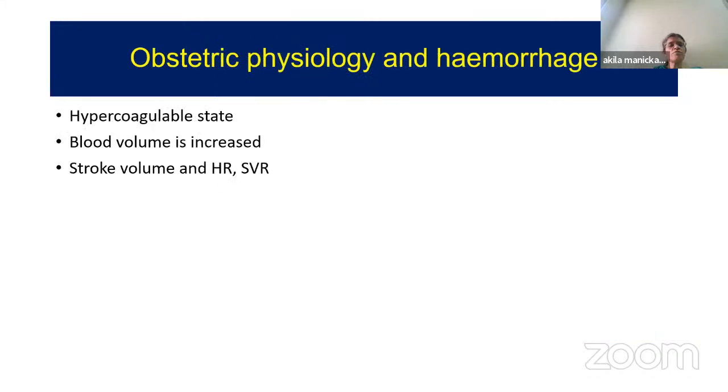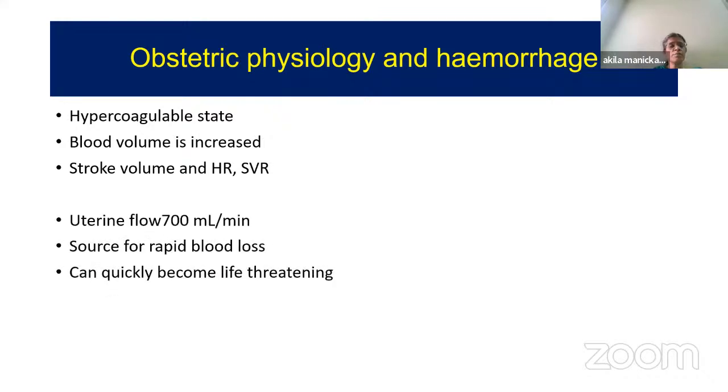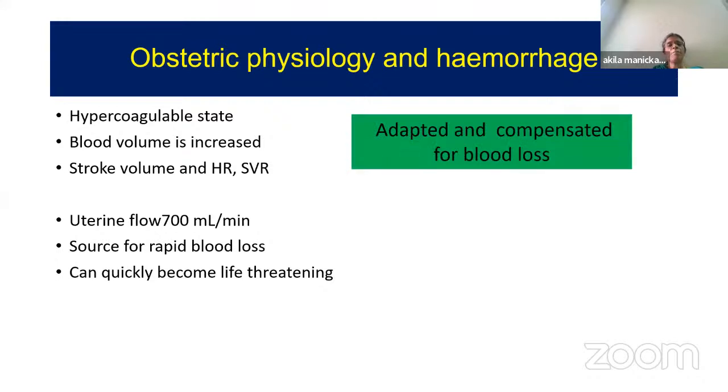When you look at obstetric physiology, as I told you, it's a hypercoagulable state. Blood volume is increased. Stroke volume, heart rate, SVR are all decreased. The uterine flow is 700 ml per minute, rising to 900 ml per minute. It is a source for rapid blood loss, and it can quickly become life-threatening.